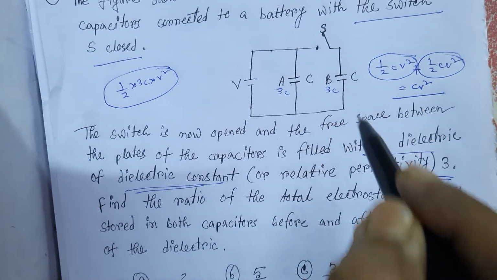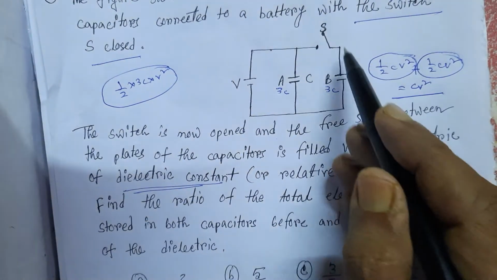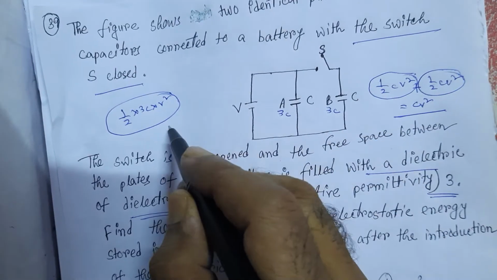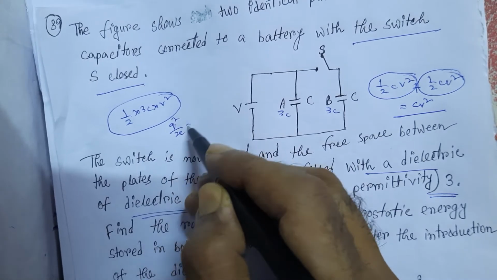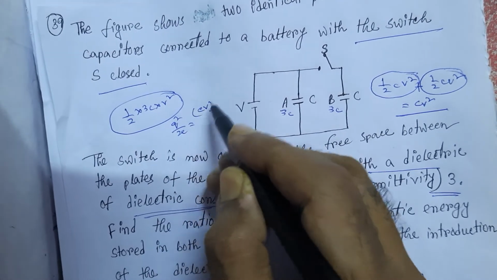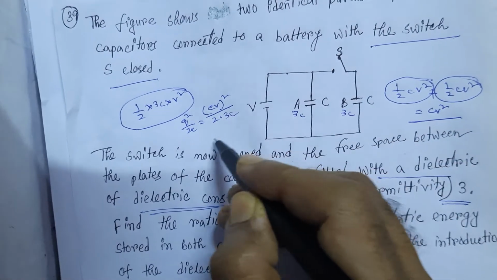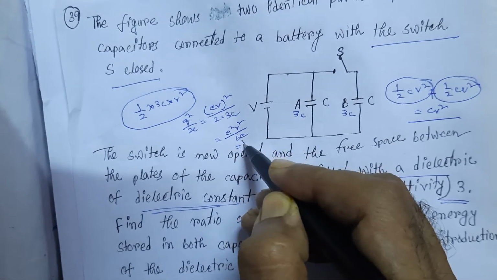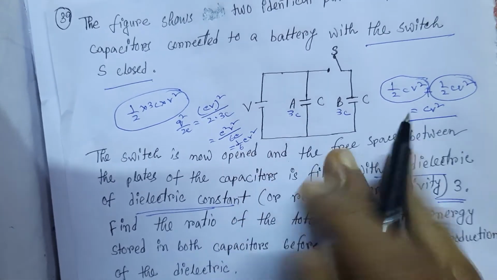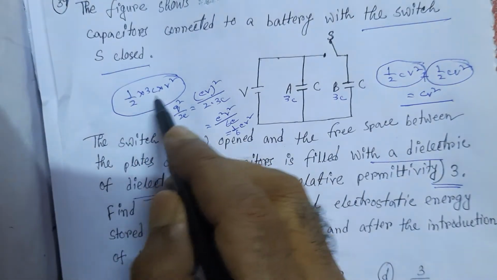Whereas the one which is detached from the battery will have constant charge, so its energy is Q square by 2C. Q means CV, whole square by 2 into C, where C is now thrice C. So this is C square V square by 6C, that is 1/6 CV square. So the total energy of the combination is 3C by 2 into V square plus 1/6 CV square.